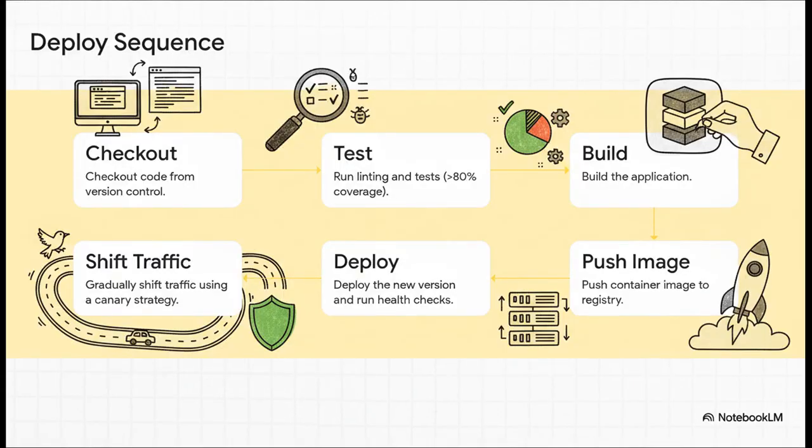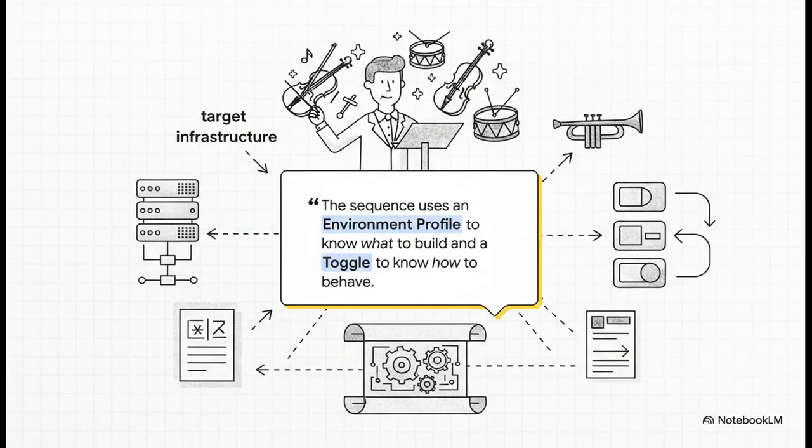Once a deployment is triggered, it doesn't just toss your code into production. It follows a very precise automated sequence. It checks out the code, runs tests, builds the application, and then, this is the key part, it carefully rolls it out using a canary strategy. That means it shifts just a tiny bit of user traffic to the new version first, kind of like a canary in a coal mine, to make sure everything's stable before sending everyone over. And this is where it all just comes together beautifully. The deployment engine is like the conductor of the orchestra. It reads the environment profile to know what to build, and it checks the toggles to know how it should behave, perfectly executing that blueprint every single time.